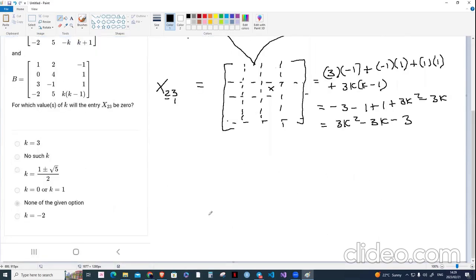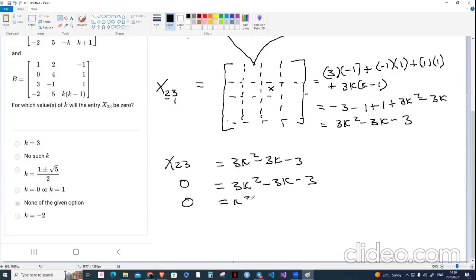But we need to find the values of k for which this entry would be equal to 0. So this entry must be equal to 0. It means we have X2,3, which is equal to 3k squared minus 3k minus 3. This must be 0. So we need to find k. We divide everything by 3, we get k squared minus k minus 1.